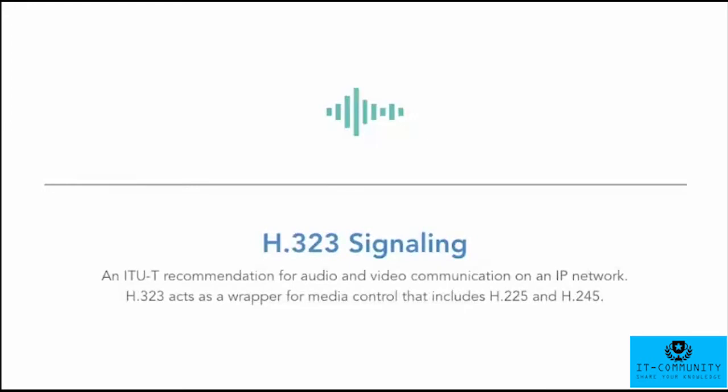H.323 signaling is an ITU-T recommendation for audio and video communication across an IP network. H.323 acts as a wrapper for media control and includes H.225 and H.245, which are both protocols that have a specific role in the call setup process.